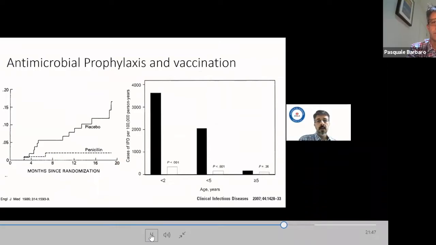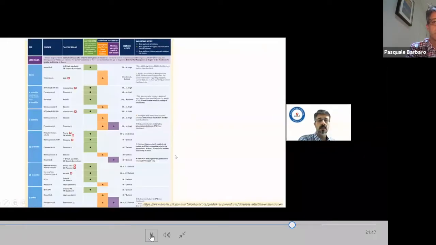And why we want to identify these patients early is because we can institute treatment right from birth to reduce their mortality. So this was a randomized study back in the 80s, which randomized penicillin prophylaxis to placebo and showed a marked reduction in invasive pneumococcal infections. And additionally, additional vaccinations also provide benefit from invasive pneumococcal vaccinations.